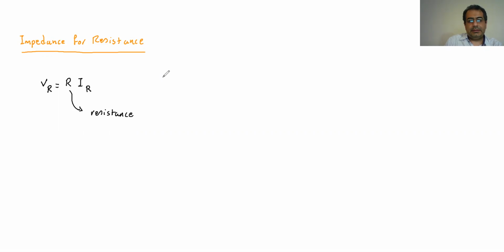So basically the Z for R is just R. The impedance for the R is just the magnitude of the R, and it's going to be in real format. Whatever the voltage is, because R is just a simple magnitude and doesn't have any angle, the I is going to have the same angle.